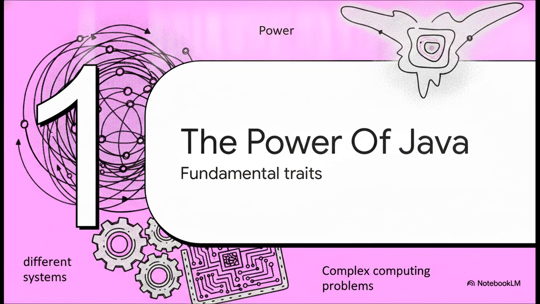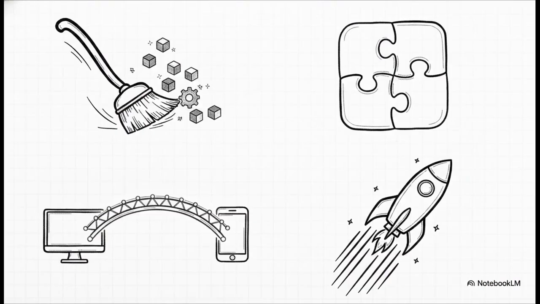We'll be exploring its fundamental characteristics. You know, it's absolutely crucial to realize that Java isn't just a random pile of coding commands. It's a seriously robust solution designed from the ground up to solve complex problems across all sorts of systems. Take a look at these core traits.